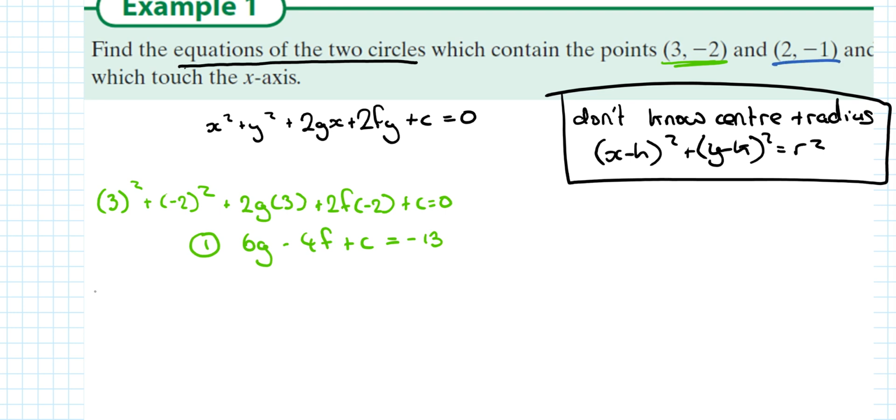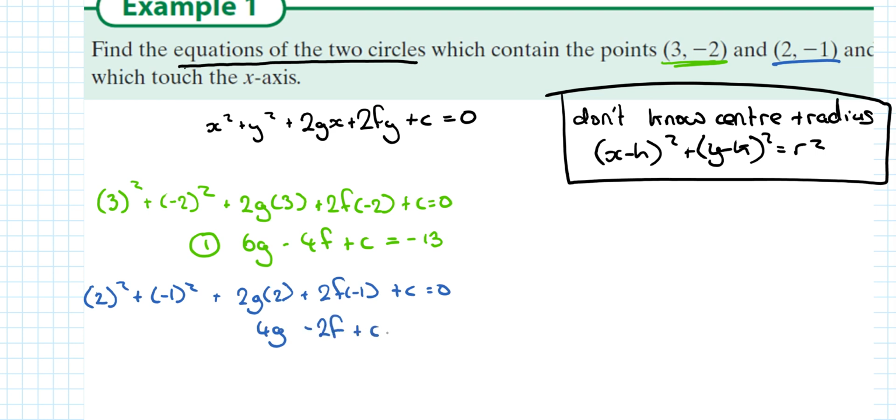Equation 2 is when we're subbing this in, so it's 2 squared plus minus 1 squared plus 2g by 2 plus 2f by minus 1 plus c is equal to 0. So 4g minus 2f plus c is equal to, the 2 squared would be 4, minus 1 squared would be 1, so you get 5, so it's minus 5 right here.